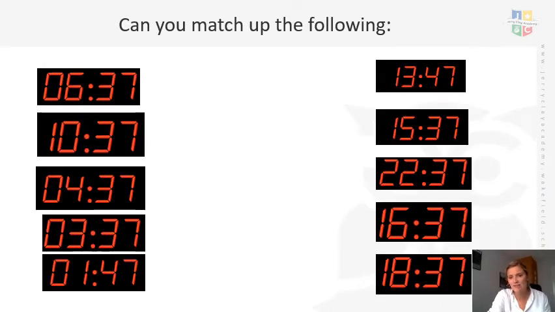So I'd now like you to have a go at doing this. On the board, I've got some numbers down the left-hand side, which are in the AM, and some numbers down the right-hand side, which are the PM. If you would like, you could copy this out into your books, and then you could draw a line to match them up. What I would suggest doing is the minutes won't change for some of them, so this might be a clue to help you at least with one of them. And then also to think about the rule.